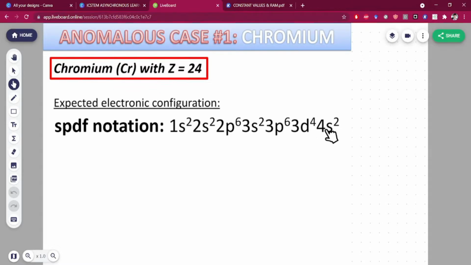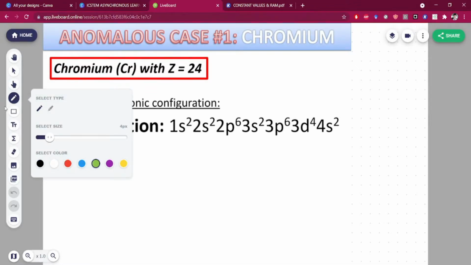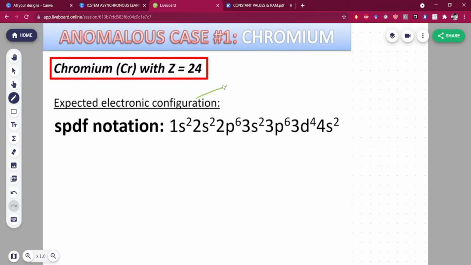Remember, in the previous video, I told you when you start filling in 3d, you need to switch places between 4s and 3d. And that will only happen between 4s and 3d. Please remember that very well. Now, this expected electronic configuration is based on the Aufbau principle, expected from Aufbau.